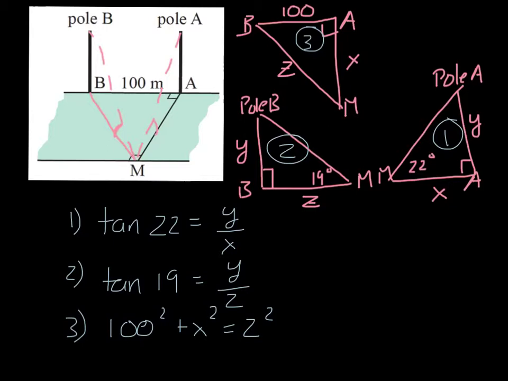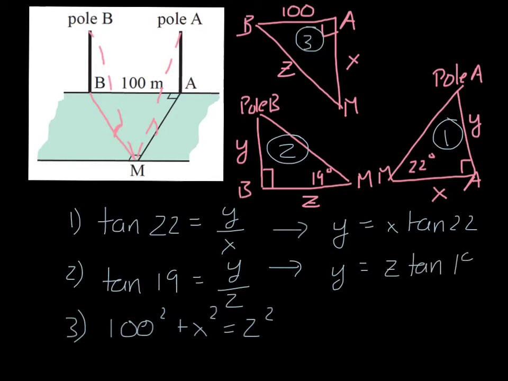Now what I've done here is I've written three equations, and there are three unknowns, x, y, and z. This is a system of equations, and we need to solve these equations simultaneously. So I'm going to start with the first two, and I'm going to rearrange both of those to solve for y, because y appears in both those equations. So I just simply multiply the first equation by x on both sides, and we get y equals x tan of 22. And in the second equation, I'm going to get y equals z tan of 19.